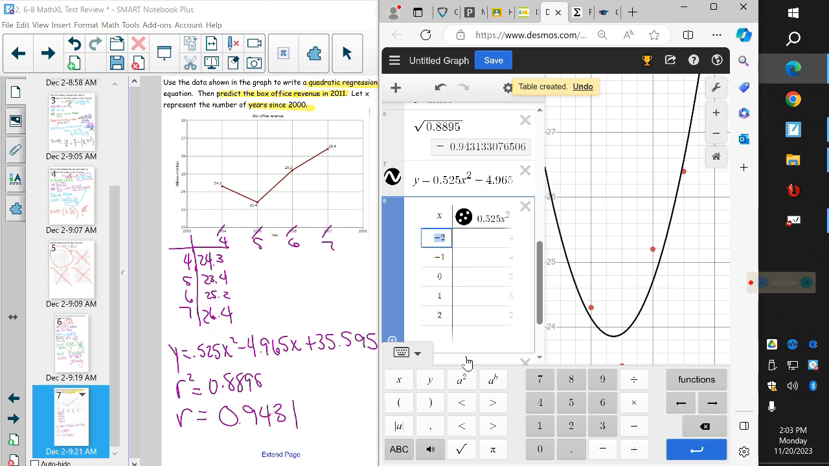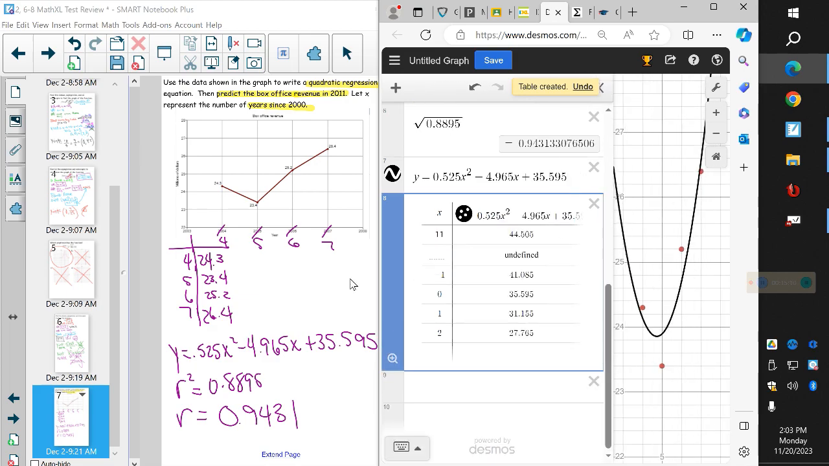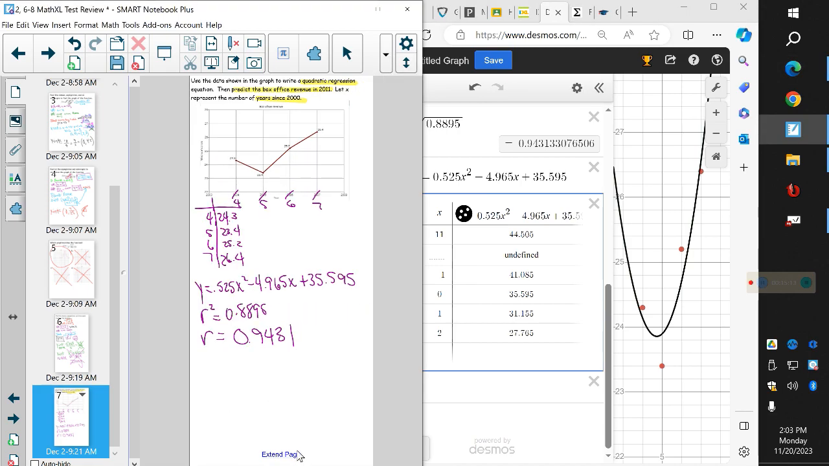Then I'm going to go ahead and click up here because I need to do a prediction, and I need to know what happens in 2011. And what happens in 2011, again, be very careful. It might be asking you to round to the tenths place, so that's going to be 44.5. If it's asking for the hundredths place, 44.51. If it's asking for the thousandths place, it's going to be 44.505. So just please be very careful and read exactly what it's asking you to do.